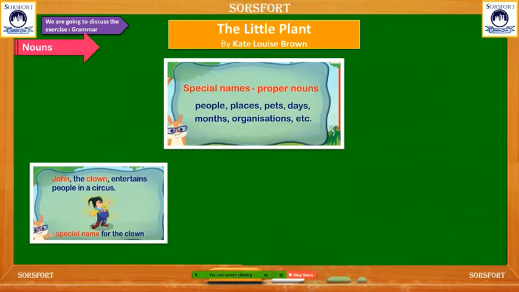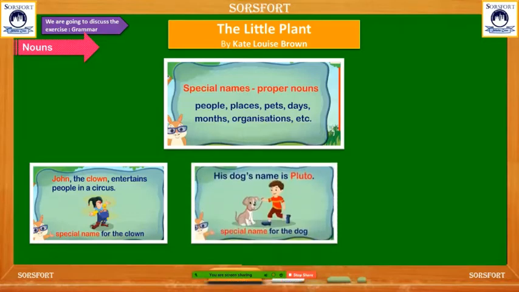So I know the name of this clown. His name is John. So right now, in this sentence, John the clown, John is the special name of the clown. So this is the proper noun, John. And the clown, this is a common noun. His dog's name is Pluto. The same dog, his name is Pluto. So Pluto is the special name of the dog. That's why Pluto is a special name, a proper noun.